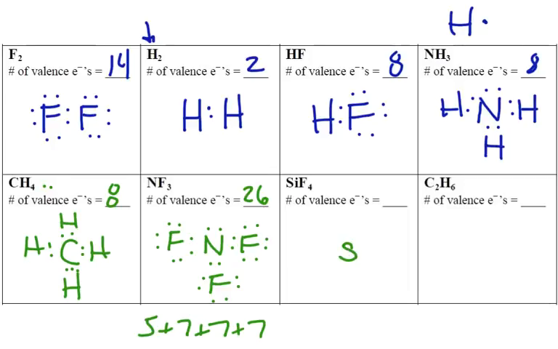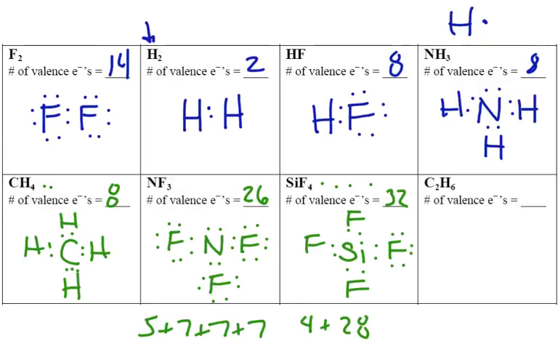Silicon tetrafluoride, so silicon in the middle. That has four, and we have four fluorines. Each fluorine has seven, that's 28. So that's going to be a total of 32 electrons. I'm going to put the fluorines around the outside, and I'm going to give everybody an octet. And when I get done, I have 8 around this fluorine, fluorine, fluorine, fluorine, 8, 8, 8, 8. I have 32 electrons, 32 dots shown, so that's the correct structure.